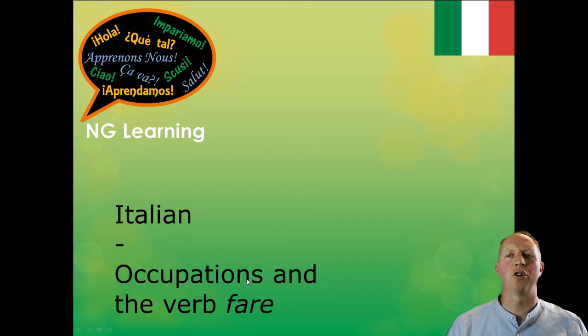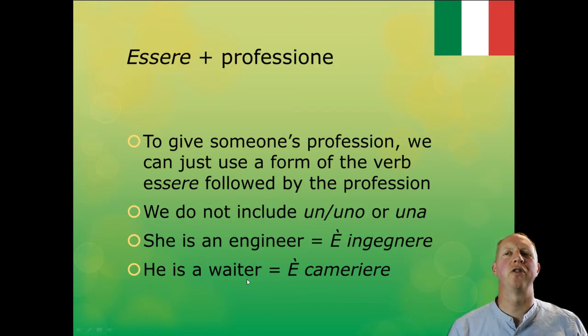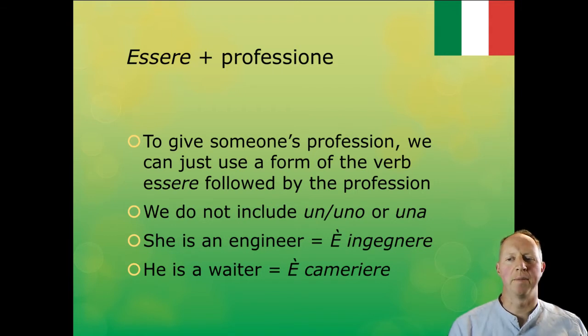So to give an occupation, the easiest way is to use the verb essere, which we dealt with in the previous video, and you can just use a form of the verb essere followed by the name of the profession. So you don't need to include the words un or una. For example, she is an engineer is simply è ingegnere. He is a waiter is simply è cameriere.